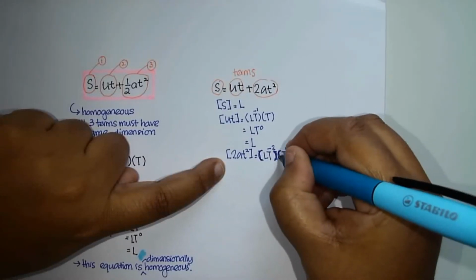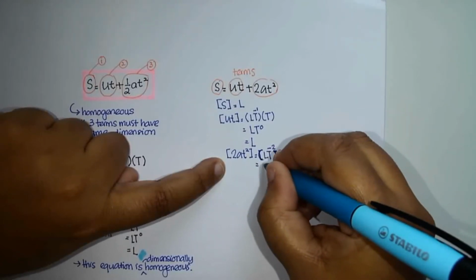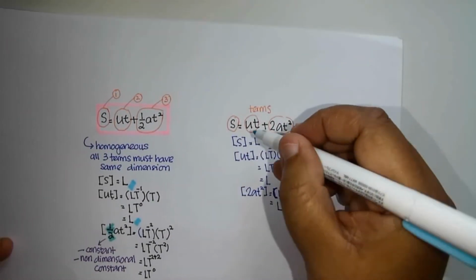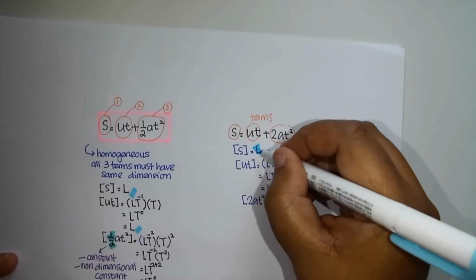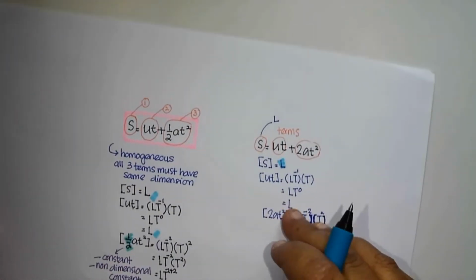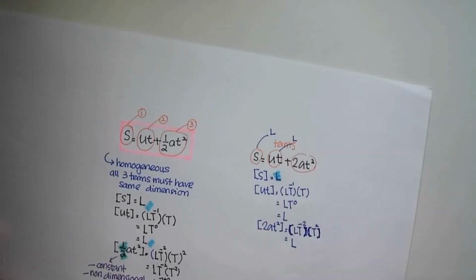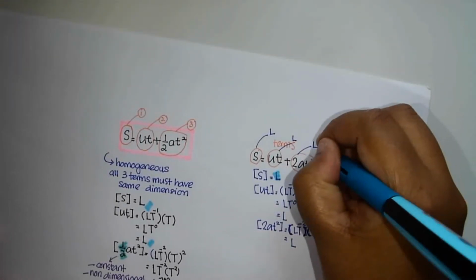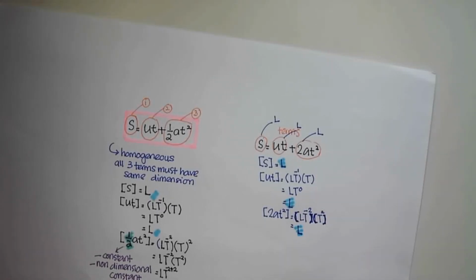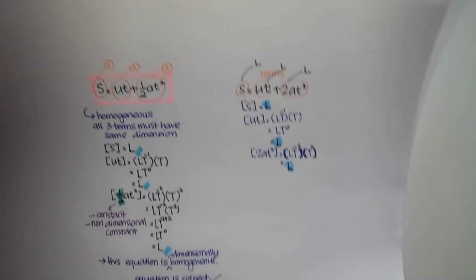Round bracket, yeah, round bracket. So I get L. Okay. Alright, so in this you realize that the dimension for this term is L. The dimension for the second term is L. The dimension for the third term is L. So what can we say? We can say the equation is homogeneous.